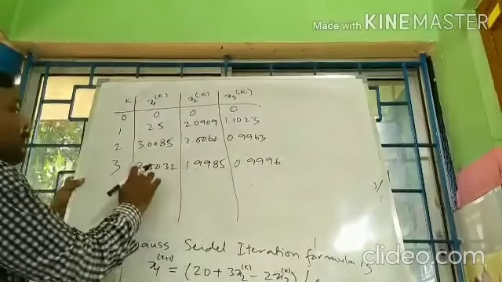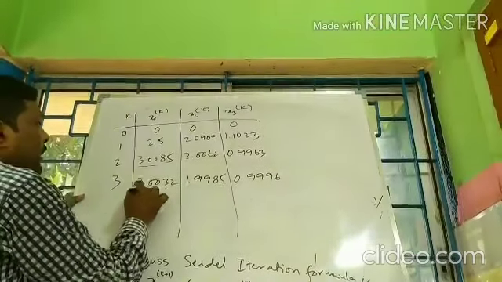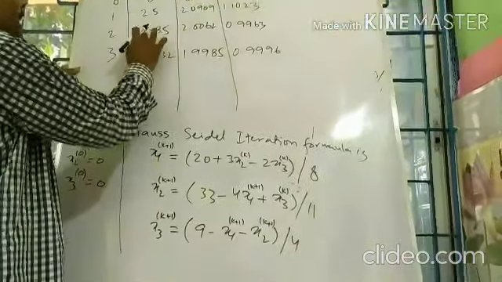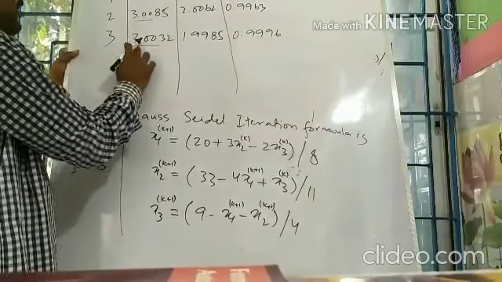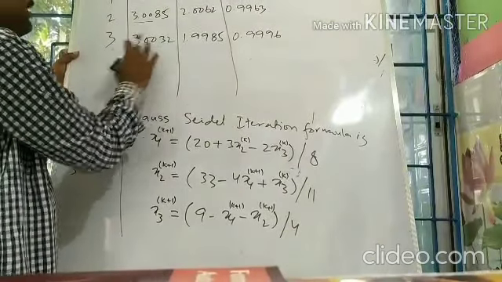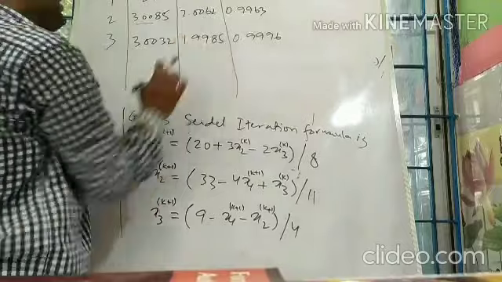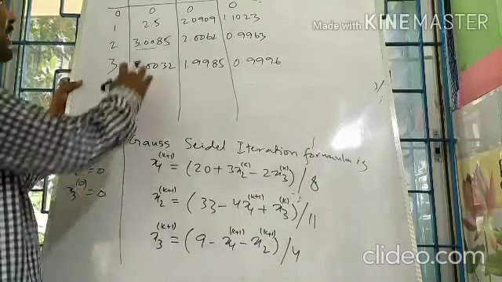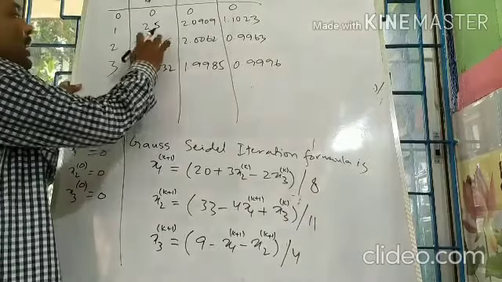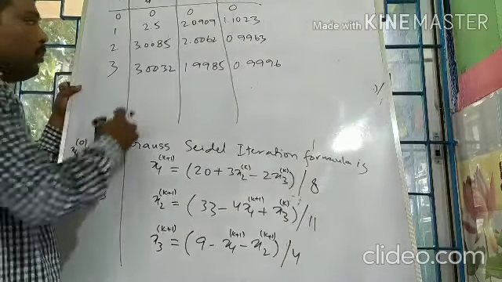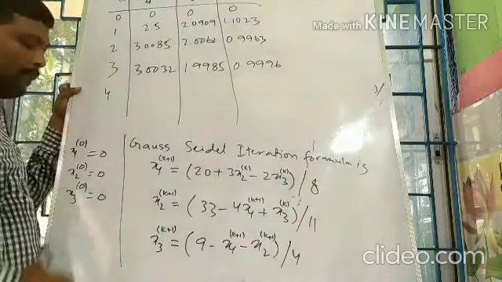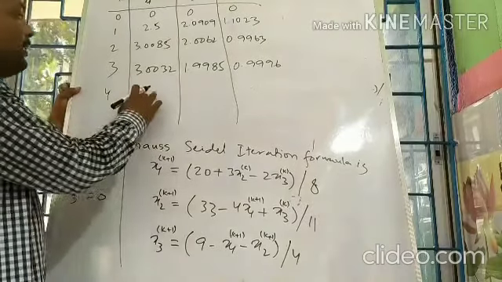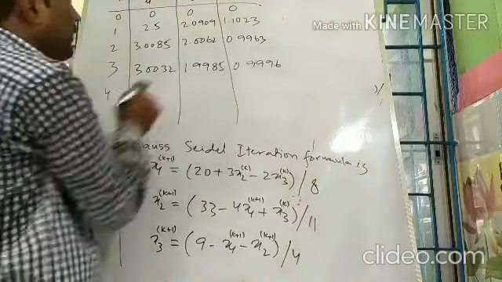But x1 is not. Here it is 3.01, but here it is 3.00, correct up to 3 significant figures. So x2 and x3 are approximately equal, but x1 is not equal, correct up to 3 significant figures. So you have to continue. So iteration number 4. Calculate x1 using the previous iterative values of x2 and x3.